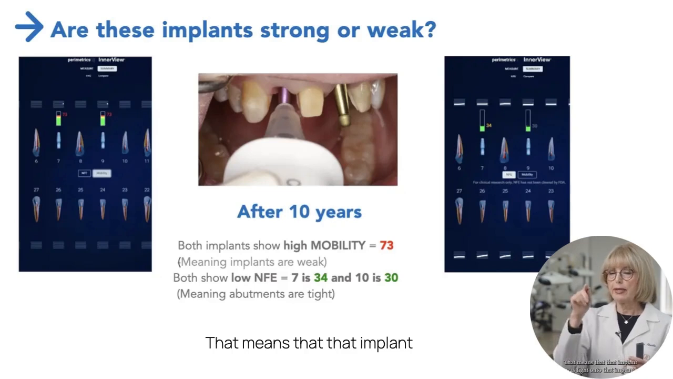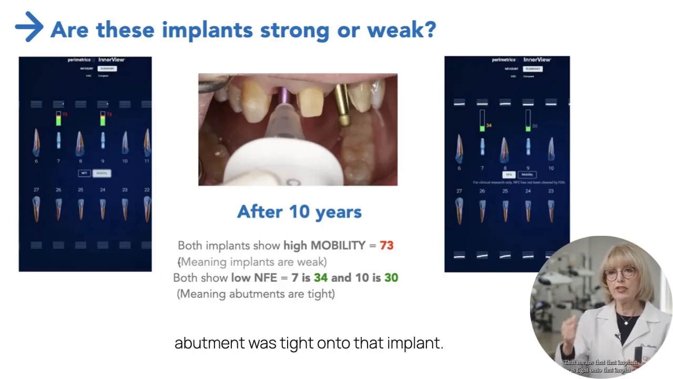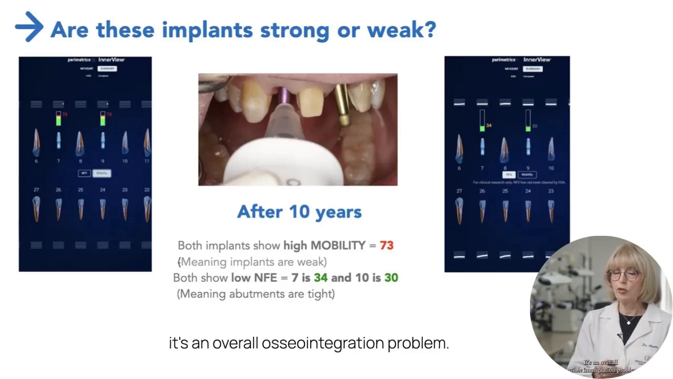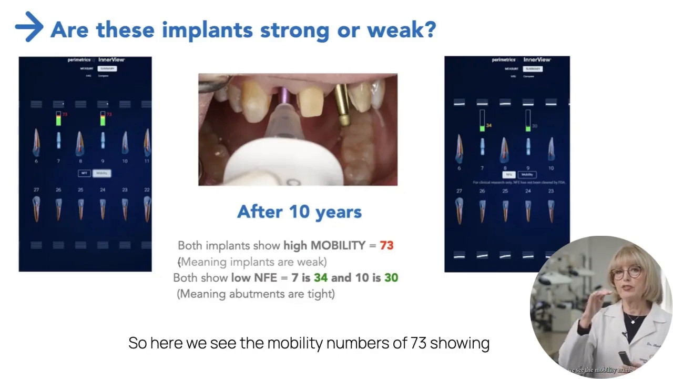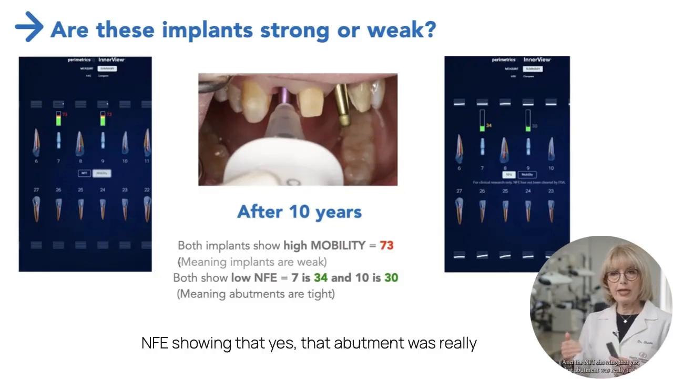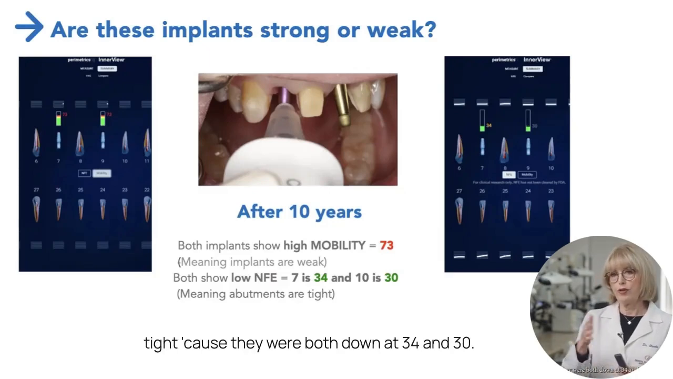That means that implant abutment was tight onto that implant. So it's not a localized mobility problem. It's an overall osseointegration problem. So here we see the mobility numbers of 73 showing weaker osseointegration of both implants, and the NFE showing that, yes, that abutment was really tight because they were both down at 34 and 30.